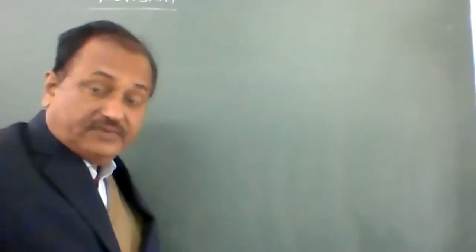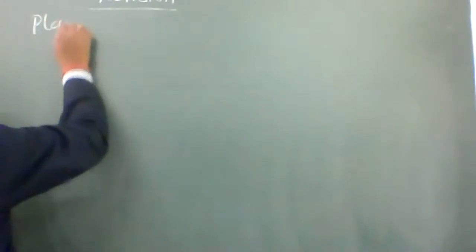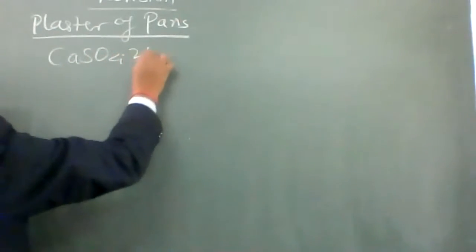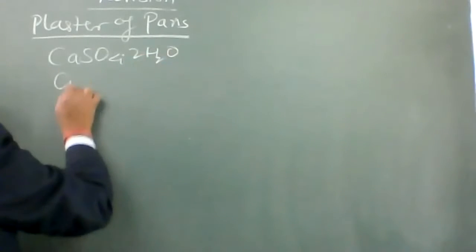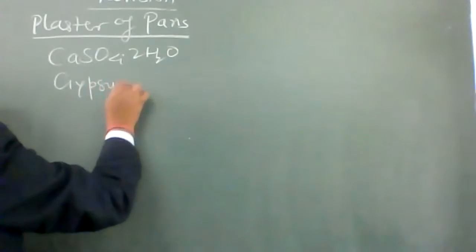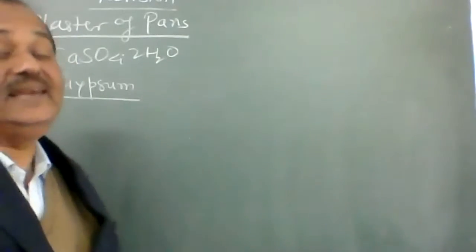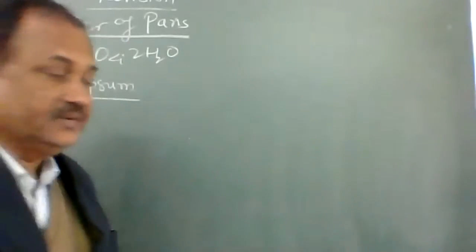Now I'm going to explain a very important part, that is plaster of Paris. Plaster of Paris is obtained from gypsum, CaSO4.2H2O. Commonly it is called gypsum. Gypsum is the common name and the scientific name is calcium sulfate dihydrate. Di means two, so two water molecules are present.